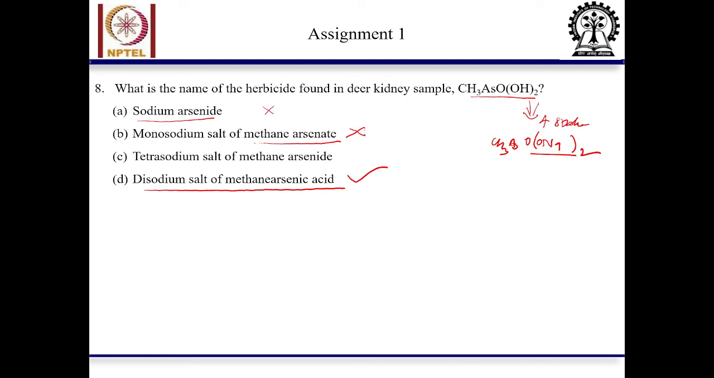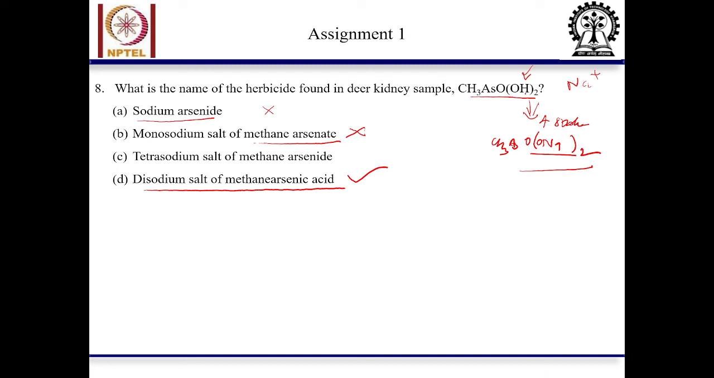Question number 8. What is the name of the herbicide found in the deer kidney sample? So here we can see CH3AsO3H2. So now we can see directly how many sodium we can accommodate here. Here we have two protons, which can be replaced by sodium. So only the disodium salt can form, because sodium arsenide is completely wrong.